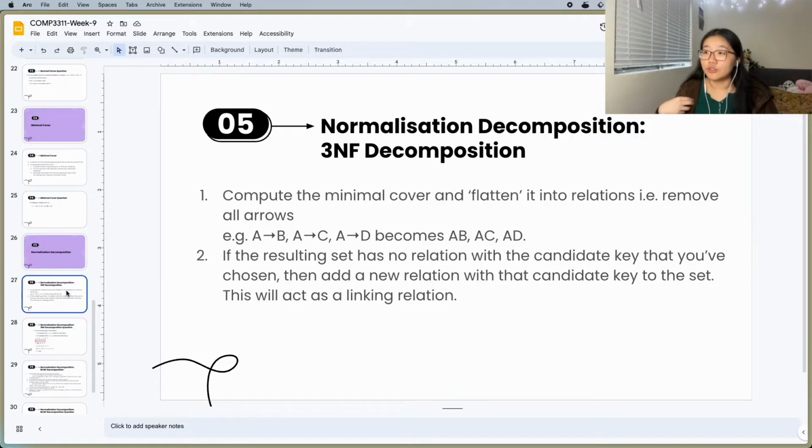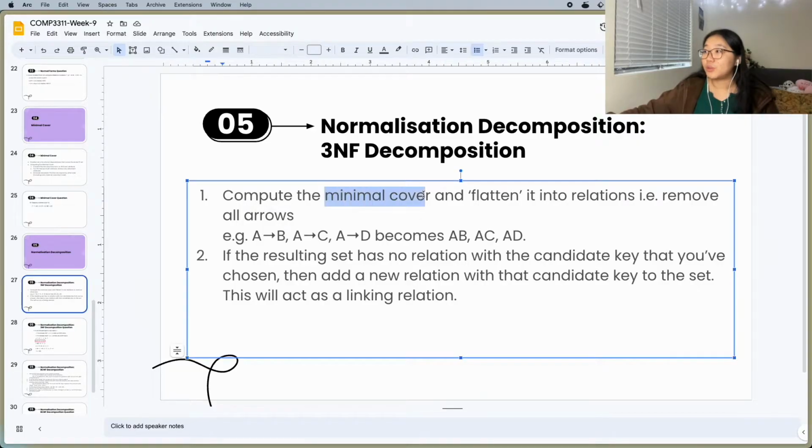This one is the easier of the two, and you can see here are the steps, right? It's quite simple. However, it does build on our previous learning objective, which was minimal covers. So basically, you start off by making a minimal cover, and then you want to flatten them all into relations. So all that means by flattening is this original set will just become this. So you remove the arrows between each of these functional dependencies. Easy. And then the second step here is saying that if your final set has no relation that has a candidate key, then you want to add a candidate key to the set.